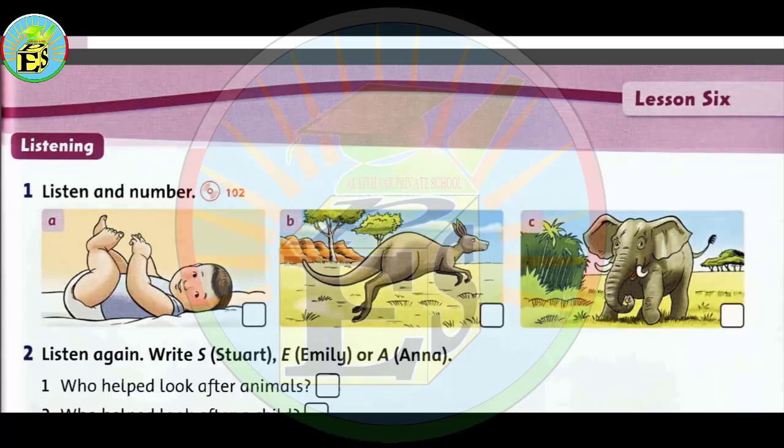Now we will move to the next page and we will start working on lesson number 6. The first task that we have here is to listen and number. So here we have 3 different pictures, A, B, and C. We will listen to the audio together and we will try to number these pictures in the correct order.